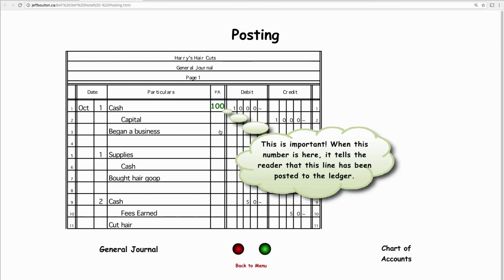If someone got to the journal and saw just this, they would know you've posted this line, you've gotten this far, and you have not posted the rest. That's why it's important. Don't just go through and put all the account numbers in and then not post them, or only post some of them.